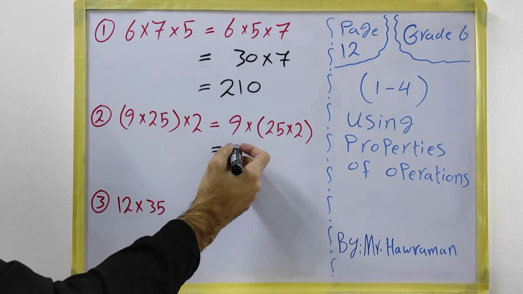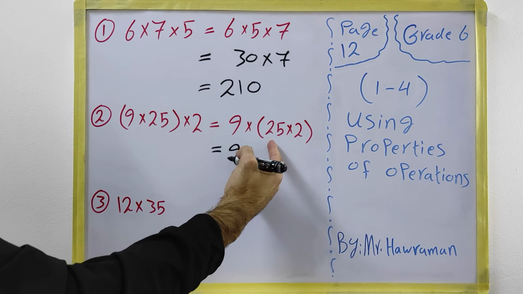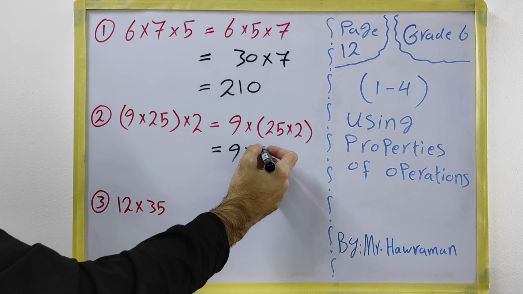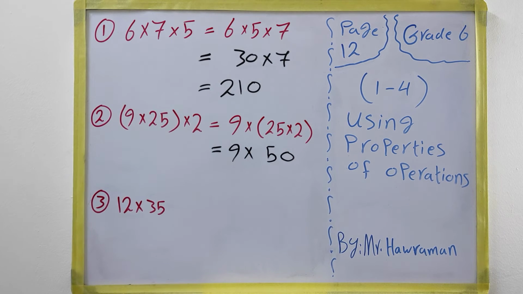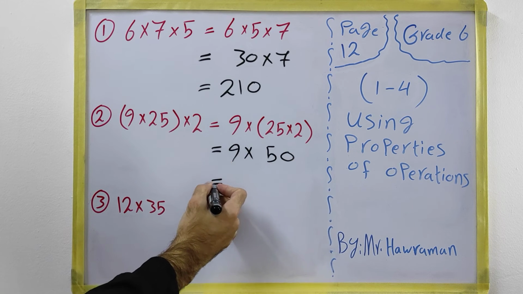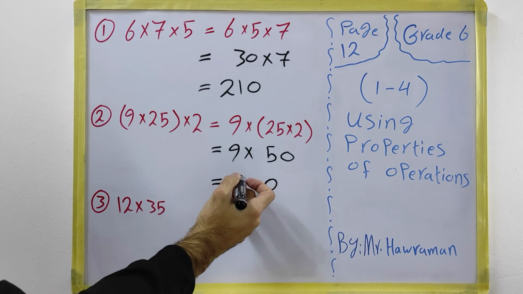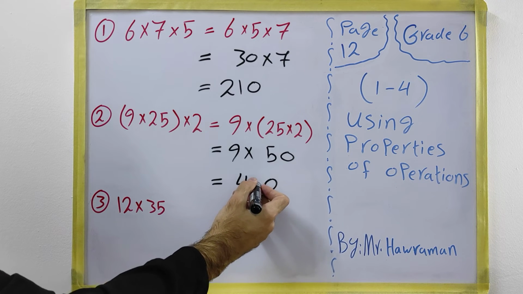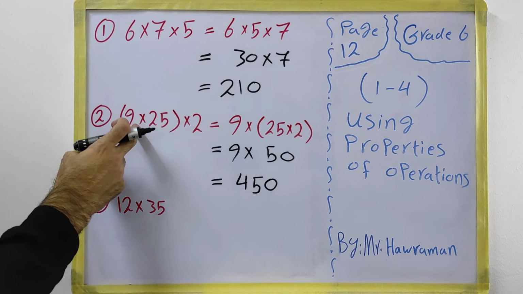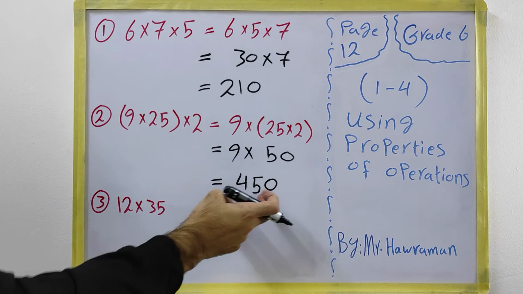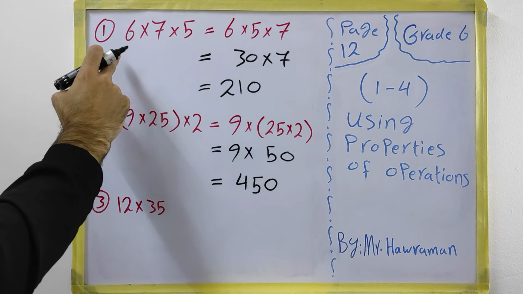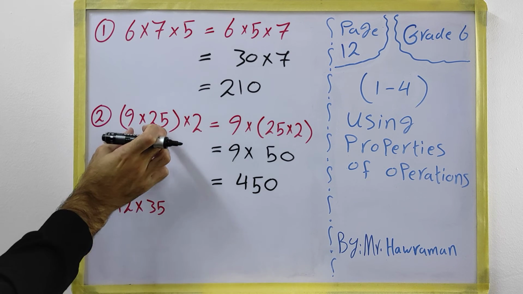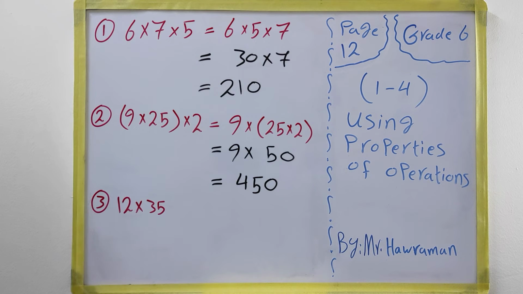Let's do this side. 9 multiply, because we know 2 multiply 25 is 50, 9 multiply 50. At the end we have a 0. You can put it aside, and 5 multiply 9. So 9 multiply 25 multiply 2 equals 450. This is commutative: you can change the places. This is associative. Which two is easier? You can do this multiplication at first, then multiply by the other one.